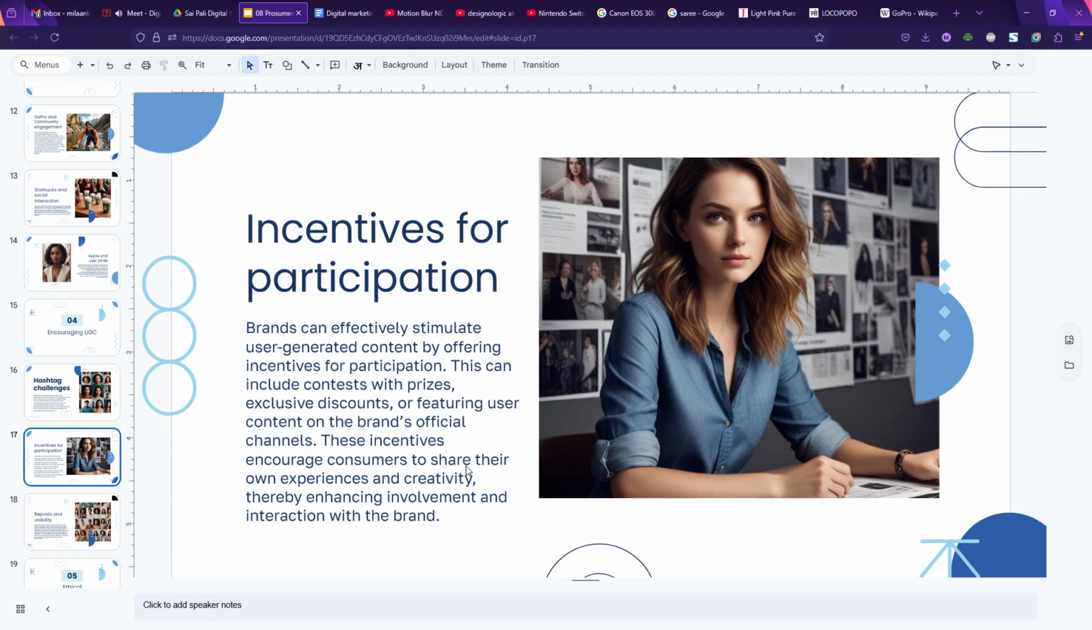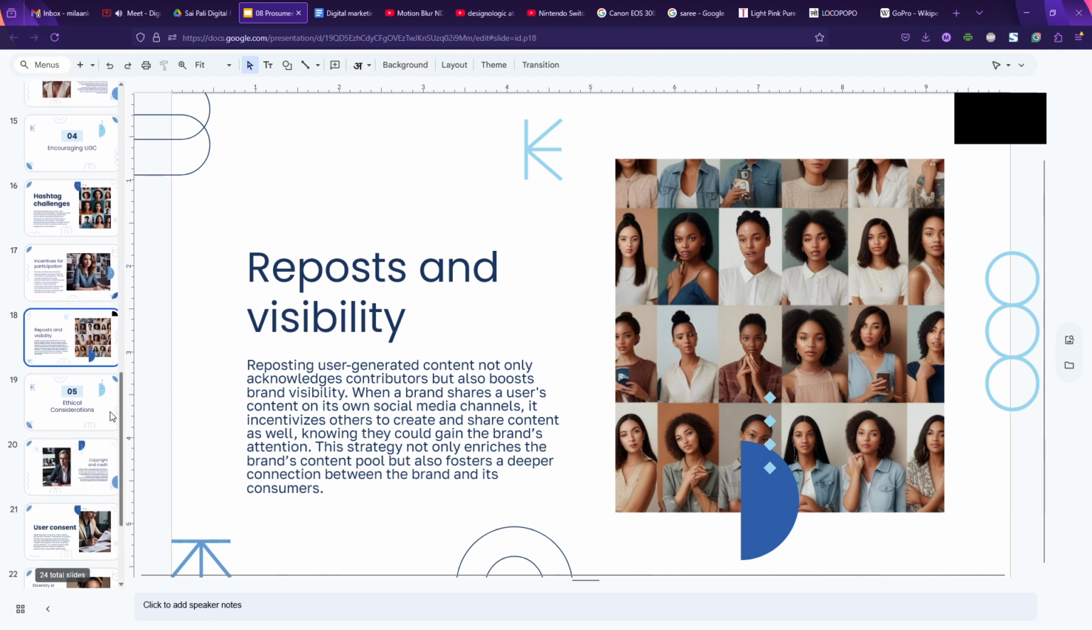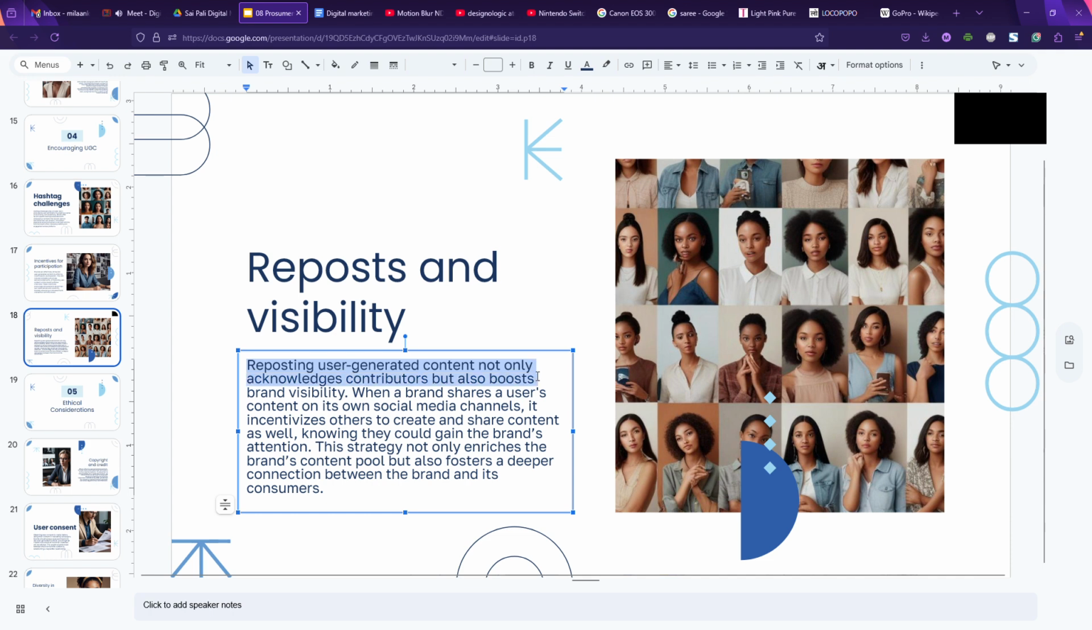These incentives encourage consumers to share their own experiences and creativity, thereby enhancing involvement and interaction with the brand. Then repost and visibility, as I said, somebody will post it in their own account and the brand can repost it. So reposting user generated content not only acknowledges contributors but also boosts brand visibility. So it's a win-win situation for both. And that's the main behind the scene working of influencer marketing.